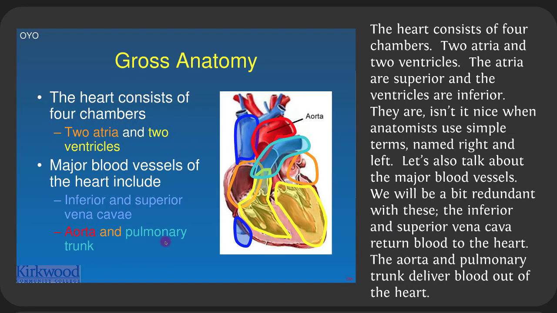The heart consists of 4 chambers, 2 atria, and 2 ventricles. The atria are superior, and the ventricles are inferior. They are, isn't it nice when anatomists use simple terms, named right and left. Let's also talk about the major blood vessels. We'll be a bit redundant with these. The inferior vena cava and superior vena cava return blood to the heart. The aorta, in red, and the pulmonary trunk deliver blood out of the heart.